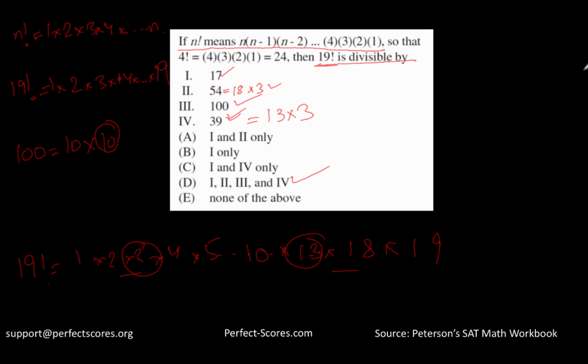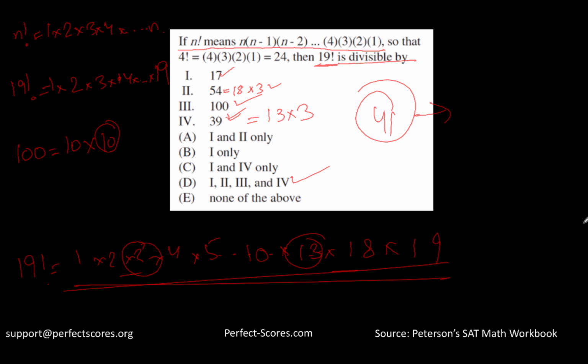So that means all of them are divisible. 19 factorial is divisible by all these numbers. It's divisible by 17, it's divisible by 54, it's divisible by 100, and it's divisible by 39. Well, if I say, is it divisible by 41? No, because 41 is a prime number. 41 cannot be broken down into numbers. So 41 will not be a part of this at all. Fine. Pretty easy question, but can get tricky if you don't pay attention. So I hope that's fine, guys. I hope this is clear. I hope you're able to understand my point here.